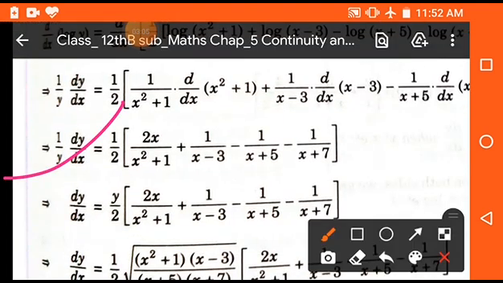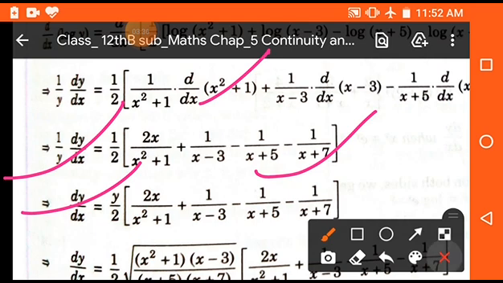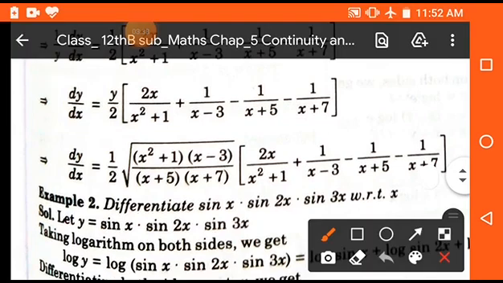So we get 1 upon y dy over dx is equal to 1 upon 2 into 2x upon (x square plus 1), because the differentiation of x square plus 1 will be 2x and the differentiation of 1 will be 0, because 1 is a constant term. So putting the value and solving, y upon 2 in bracket 2x upon (x square plus 1) plus 1 upon (x minus 3) minus 1 upon (x plus 5) minus 1 upon (x plus 7). So on solving and taking LCM, we get the required value.